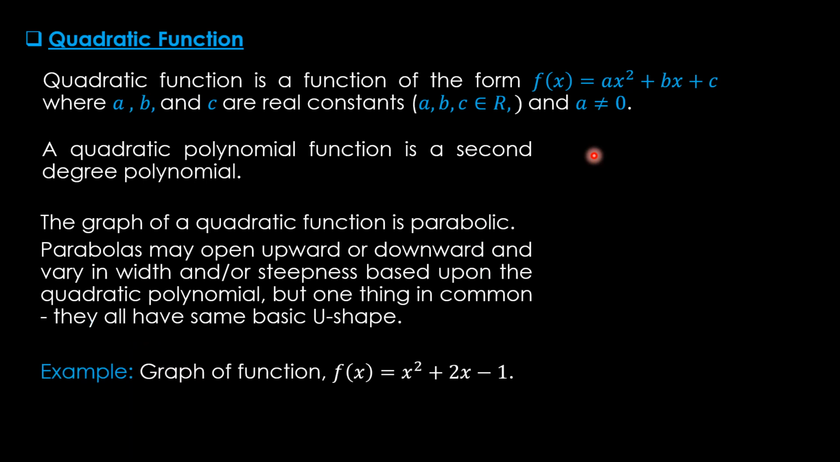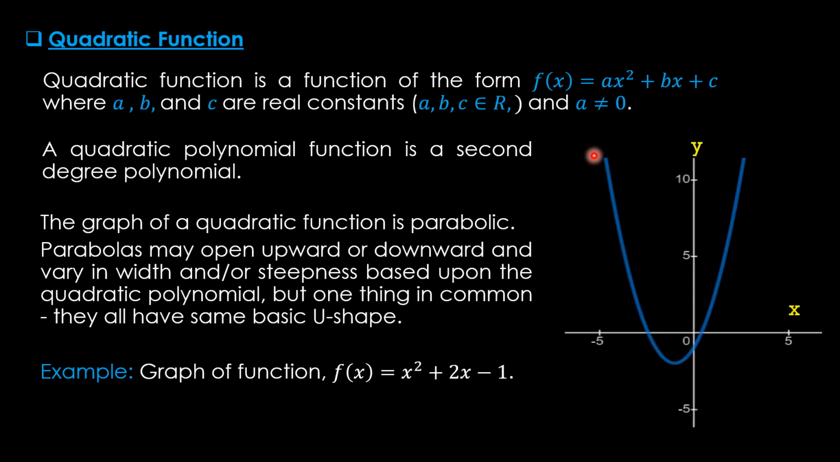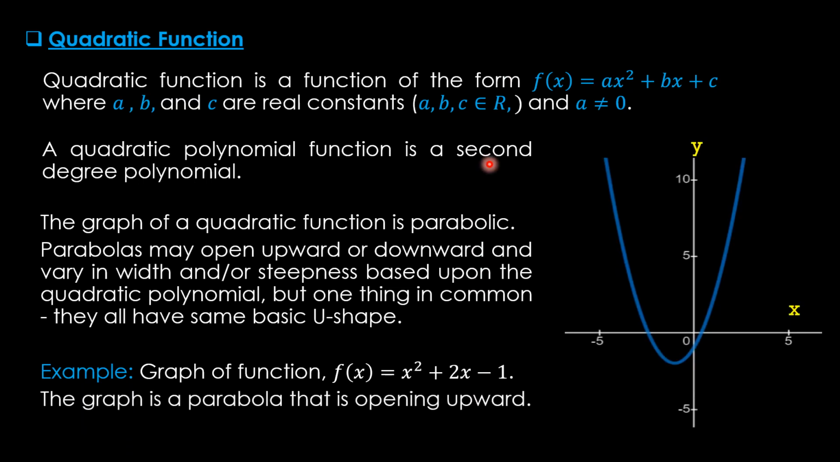Example, graph of function f(x) = x² + 2x − 1. So this is the graph, which is a parabola, and this parabola is opening upward.